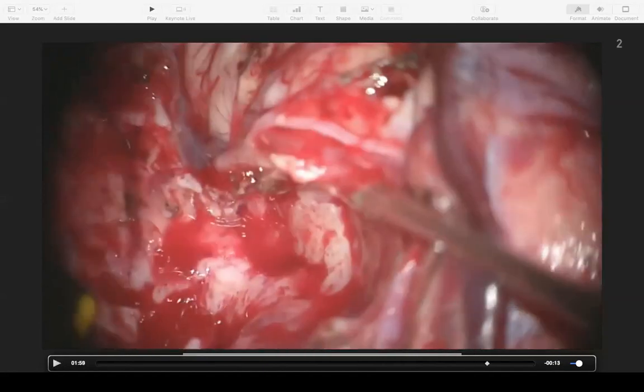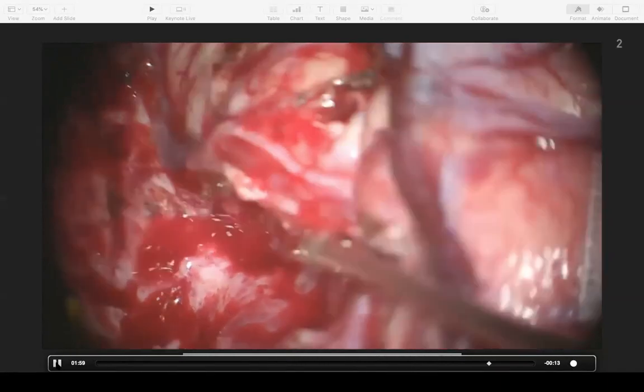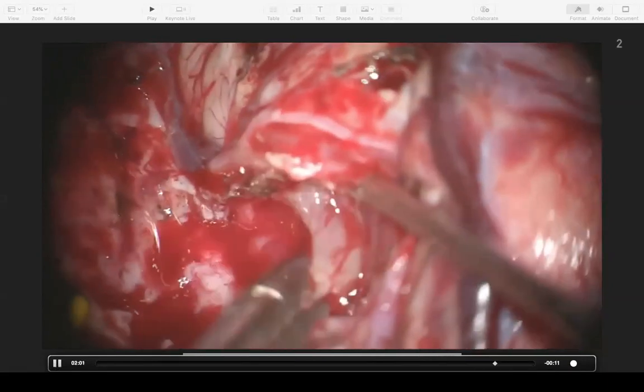So MCA is the middle cerebral artery, which is an important artery to supply the brain. And this is the difficulty in this kind of tumors, that it is deep, so it has a lot of related complications if we are not experienced to do such a procedure.